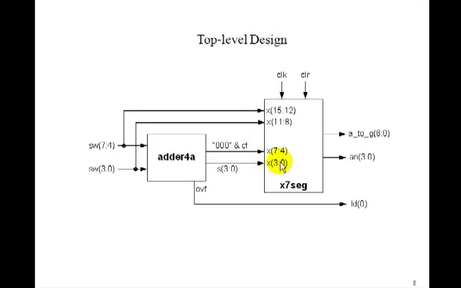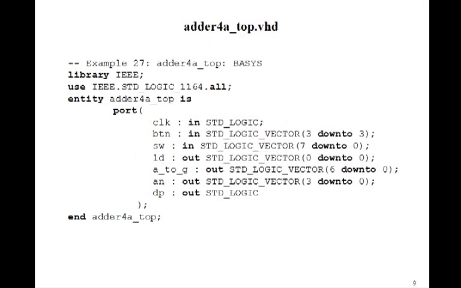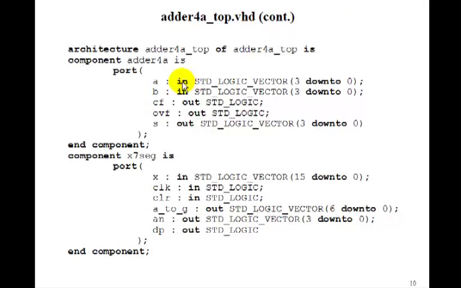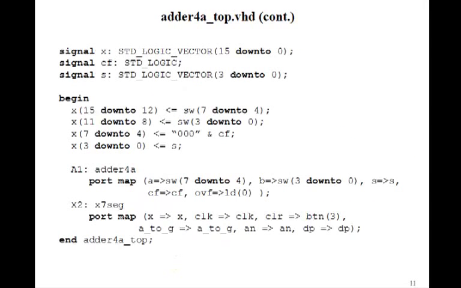So remember, this 16-bit hex digit is what gets displayed on the 7-segment displays. And the overflow flag will display on LD0. So it's easy to write the top level design then. We'll have, this should be an M clock really, button switches LD, A to G, AN, and decimal point. And then you just add the components, adder 4A, X7 SIG, and then you'll have the signals X, 16-bit signal X, signal carry flag, signal S 4 down to 0.